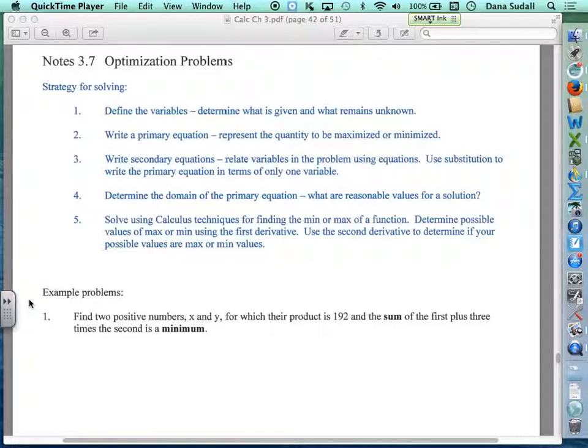The domain for a lot of these problems, we're going to deal with things that you can actually measure, objects. So for a lot of the problems, your domain wouldn't include negative numbers. Maybe it doesn't include 0, things like that. And then finally, we'll use calculus, like the first derivative, to find maximums and minimums. To find the first derivative, you would set that equal to 0 to get critical values, and then you could test them to see if they're maximums or minimums. You could also use the second derivative test to decide whether you have a maximum or a minimum.